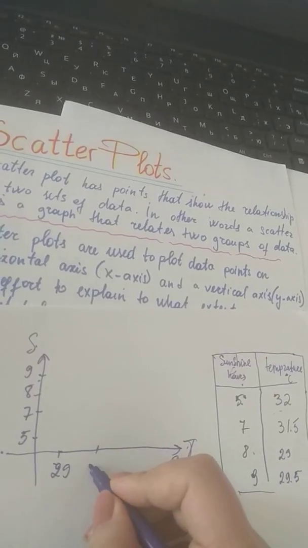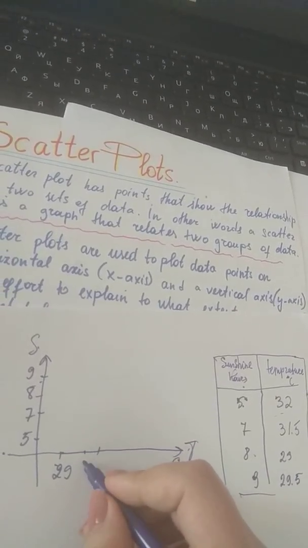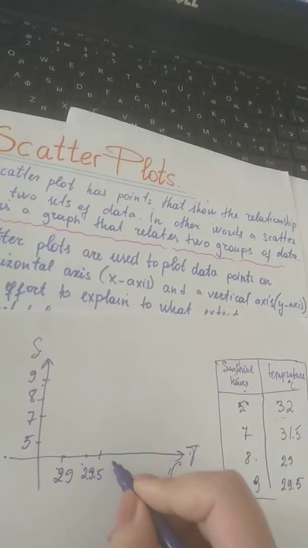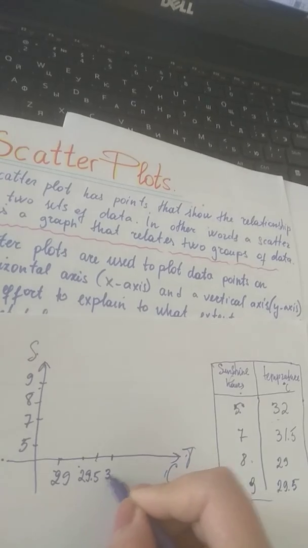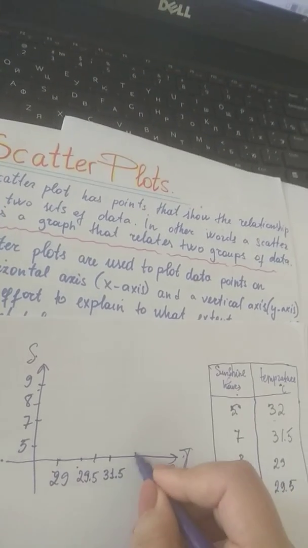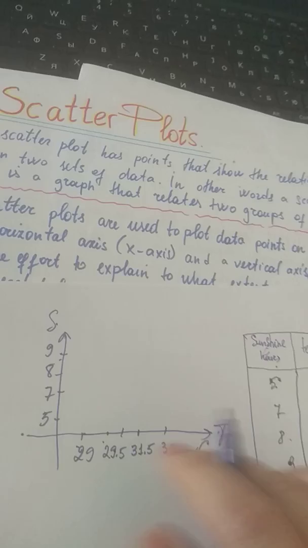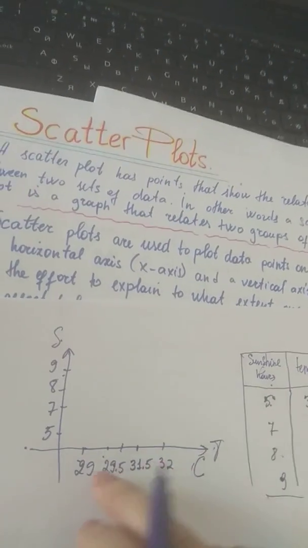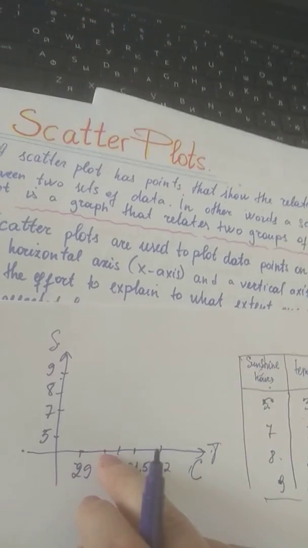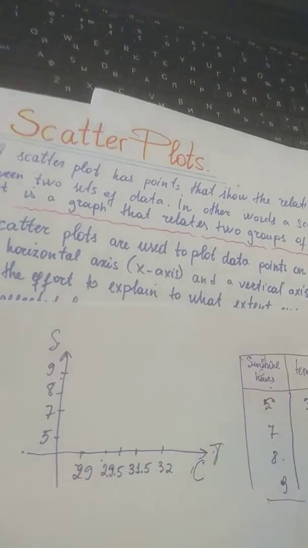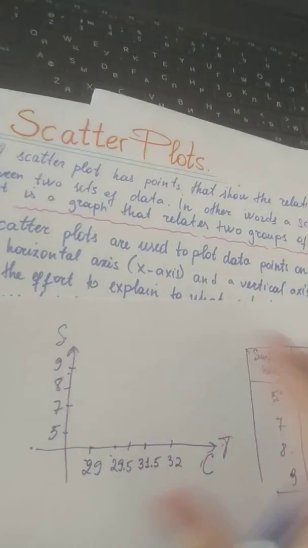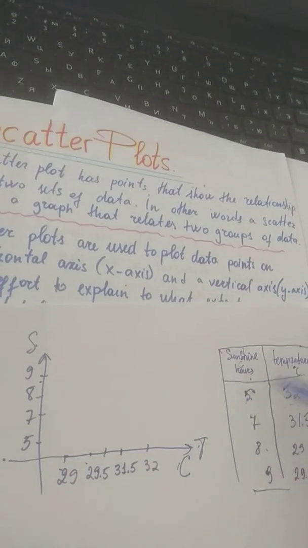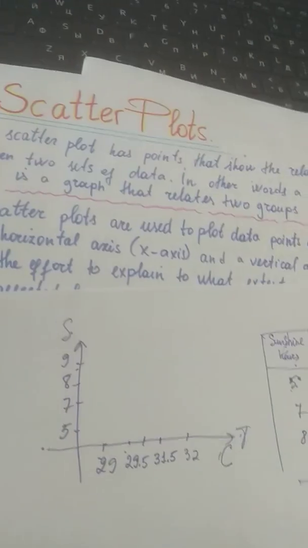Then 29.5 is going to be here, this one should be 31.5, and this one is 32. Guys, I take approximate positions, that's what I want to explain to you. So maybe it's not exact, for example, I take 29.5 here, and this space is not true. It's just an approximation. Then when sunshine is 5 hours, temperature represents 32.